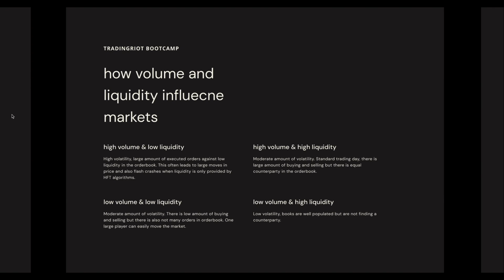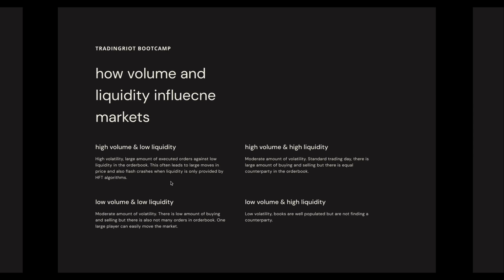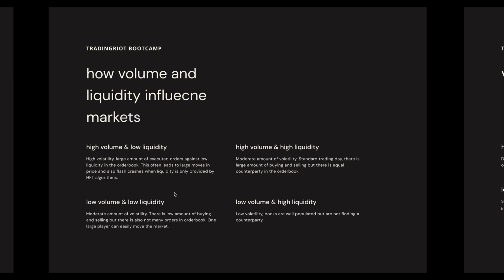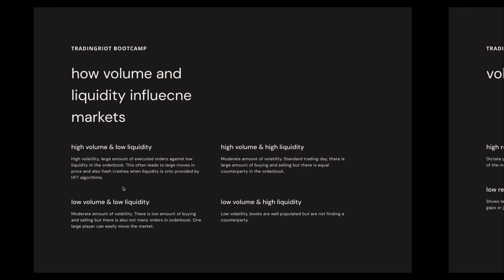There is high volume and low liquidity. This is signaled by high volatility because the order books are really thin. There are not many bids and offers resting in the market, but there is a large amount of aggressive market buyers and market sellers. This results in high volatility. This often leads to large moves in price and also flash crashes when liquidity is only provided by HFT algorithms.